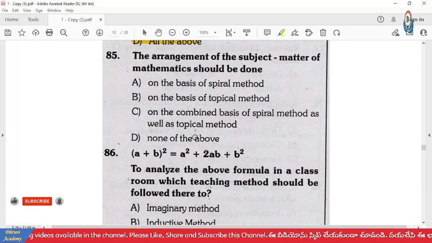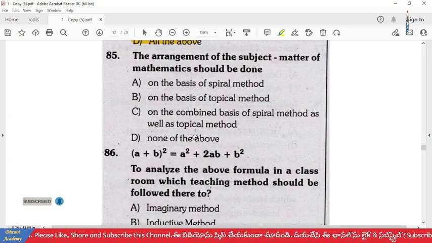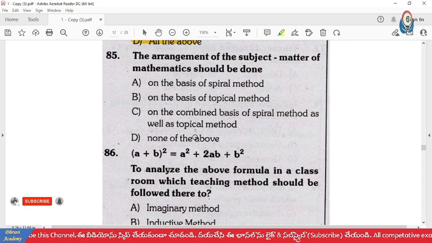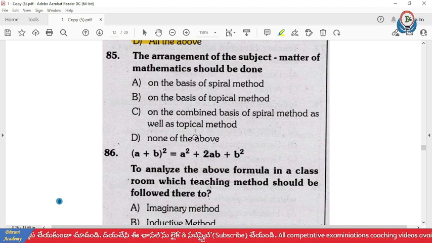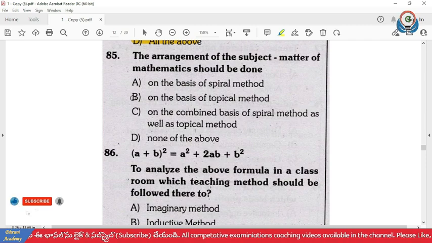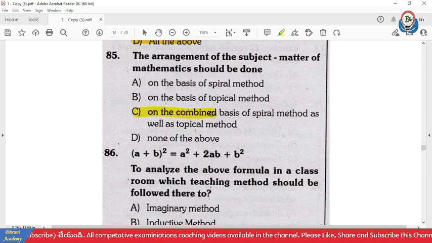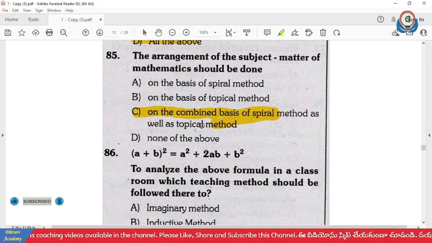The arrangement of the subject matter of mathematics should be done on the basis of A. a spiral method, B. a topical method, or C. the combined basis of a spiral method as well as a topical method, D. None of the above. Which is the right answer? The arrangement of subject matter of mathematics should be done on the combined basis of a spiral method and the topical method. This is the right answer.